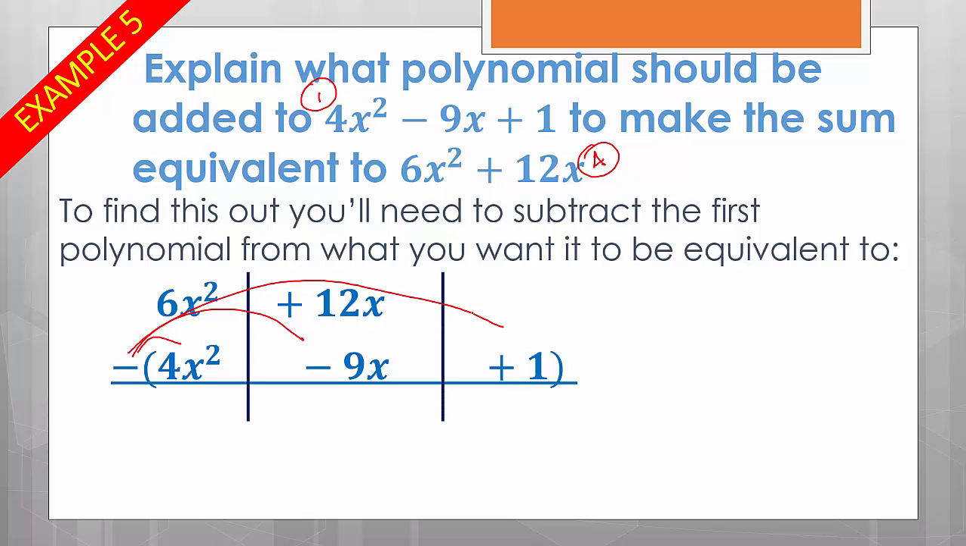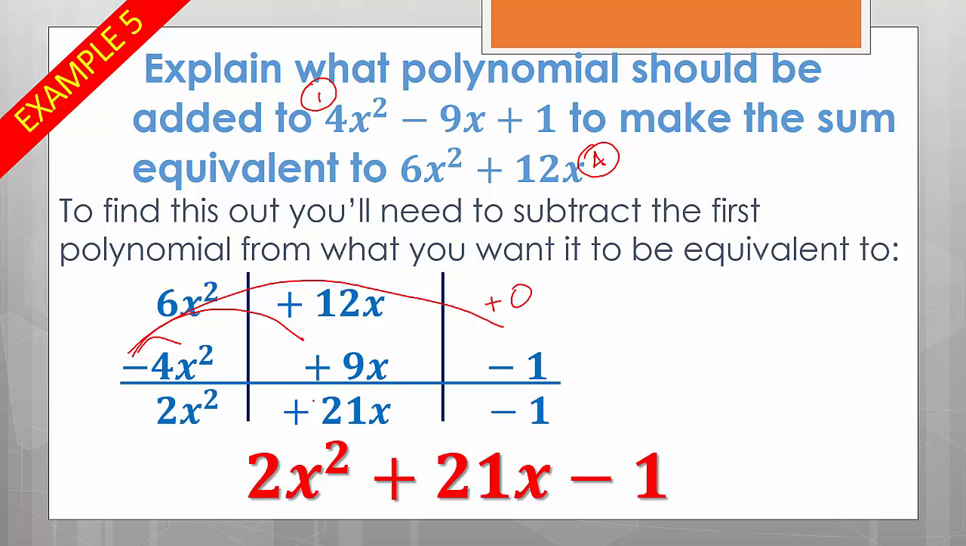And then I would draw lines to make sure that I have an x squared together, good. x together, good. Nothing in 1, so I'm just going to make that a plus 0. And then once we distribute that negative sign, everything becomes the opposite. And then it's just a matter of adding them. 6x squared minus 4x squared is 2x squared. 12x plus 9x is 21x. 0 minus 1 is negative 1. That's your answer. Simple. Easy peasy.